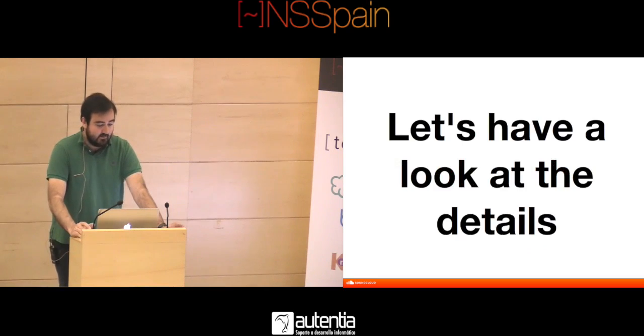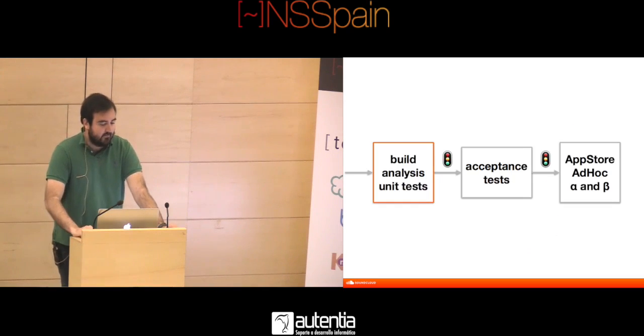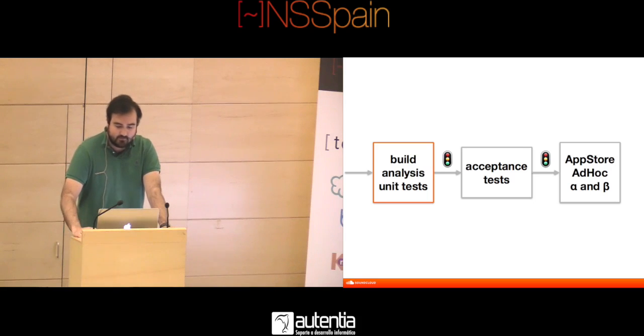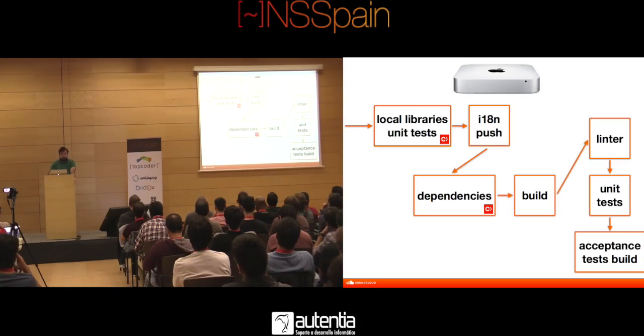Now I'm going to look a little bit at the details. So first phase, build analysis and unit test. Everything happens on one machine. We're going to start by checking if we need to run unit tests on local libraries. Then we push internationalization strings back to a service. So if you add a new string to your localizable file, then it will be pushed automatically to our translation service and translated. Then we install dependencies, we build the app, there's a linting process, we run the unit tests, and then we actually build the acceptance test one.